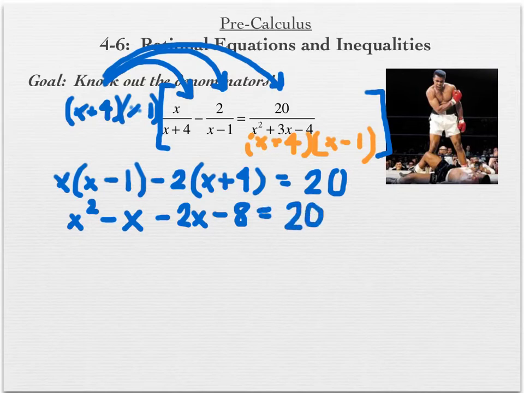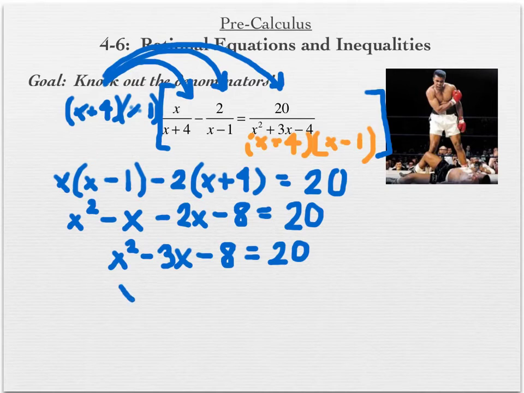Now I'm just going to combine everything that I can here. The x squared, of course, I can't. Negative x and negative 2x is minus 3x, minus 8 equals 20. When we have quadratics, as we may have gathered from earlier this chapter, we like to have everything equaling 0. So I'll subtract 20 from each side. I'll have x squared minus 3x minus 28 equals 0. And now I have a quadratic.